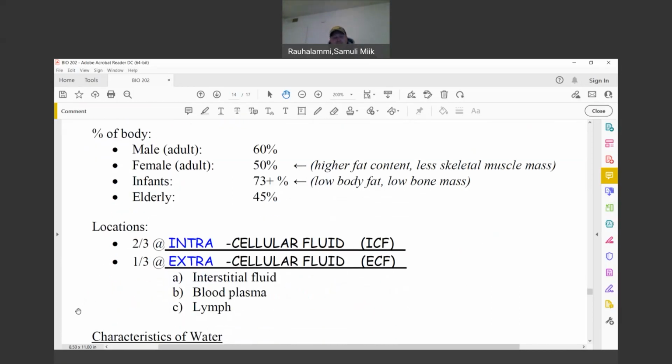If we think about where this water is in the body, we'll end up seeing that about two-thirds of all the water in the body is inside the cells, whereas the remaining third covers three different groups. It covers the plasma of the blood, the interstitial fluid, the fluid between the cells, and also the lymph. So we talk about intracellular fluid if it's inside the cells and extracellular fluid outside the cells.